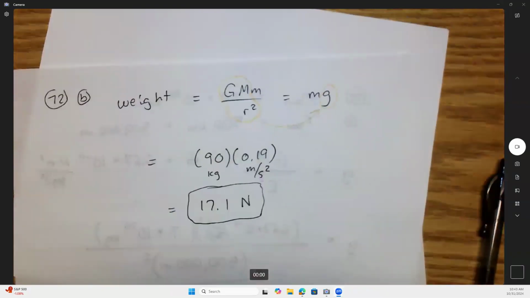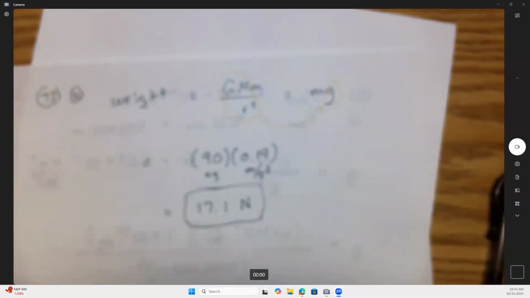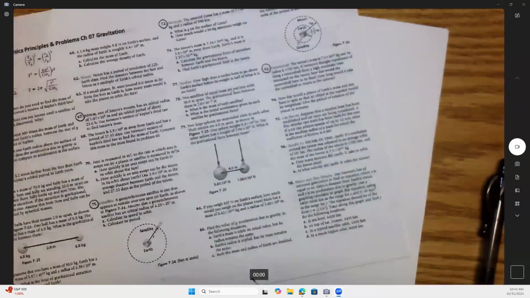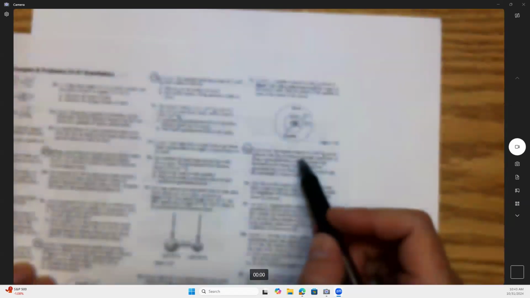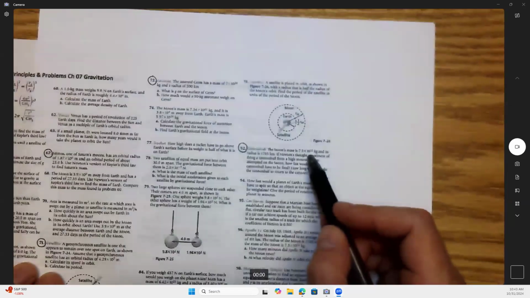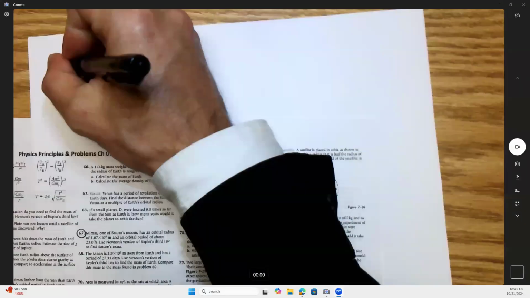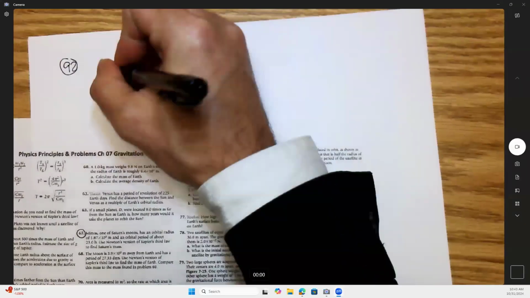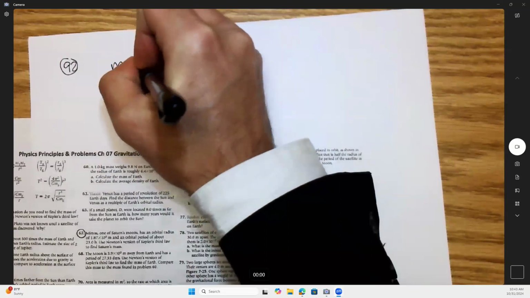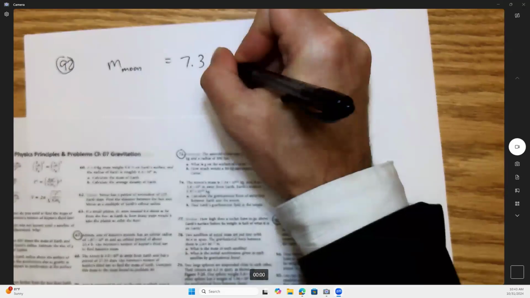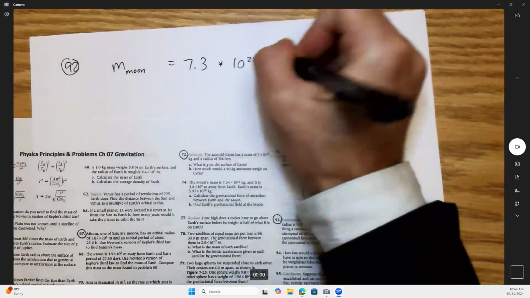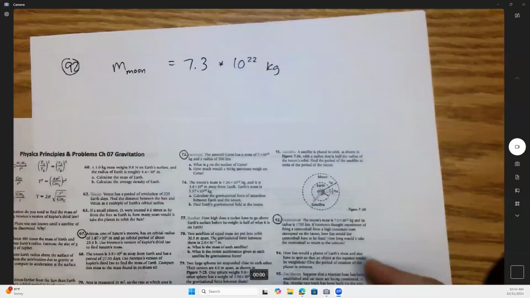Are you guys ready for the last one, number 92? Then we'll be finished with these puzzles, and I bet some of you might even want to turn these in in a few minutes. Get them off your hands. Number 92, cannonball. The moon's mass is 7.3 times 10 to the 22 kilograms. Let's get this on the board. Mass of the moon, they said, is 7.3 times 10 to the 22 kilograms.